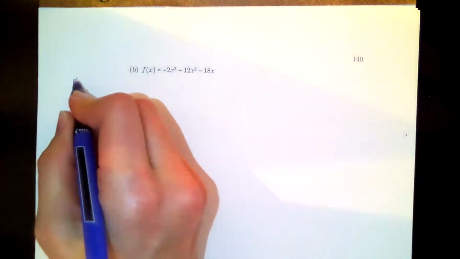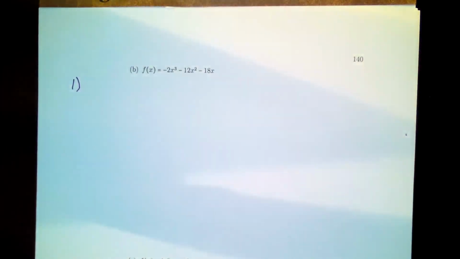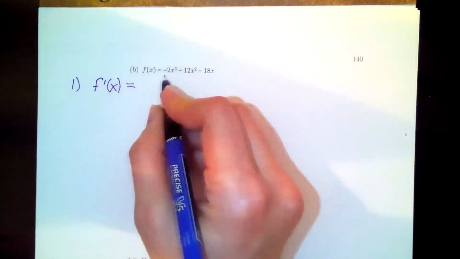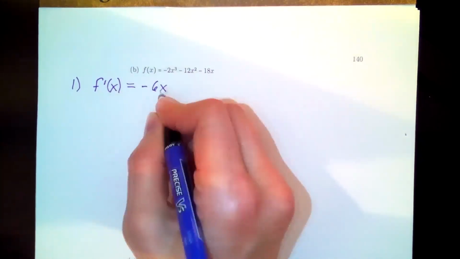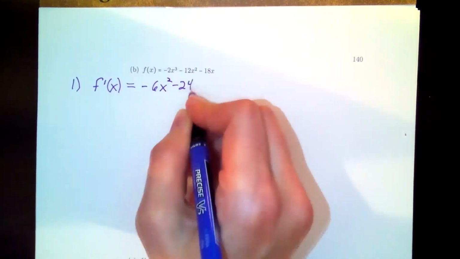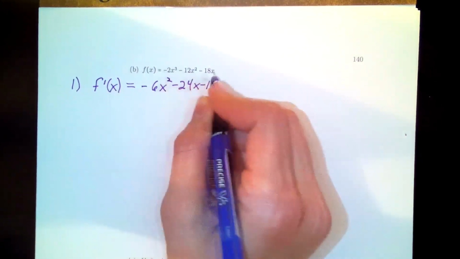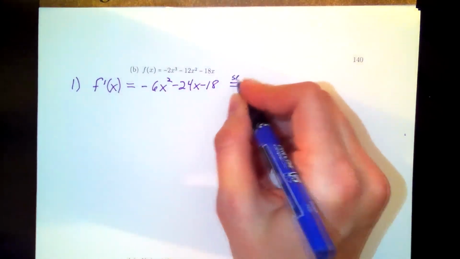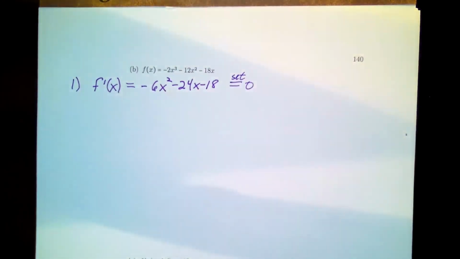So that means firstly, you need to find your critical numbers. What are my candidates for being the maxes and mins? So let's take the derivative, f prime of x. We get negative 6x squared minus 24x minus 18. Take the derivative of that fellow. And to get critical numbers, what do we do? We take that, and we're going to set it equal to 0 and solve for x.